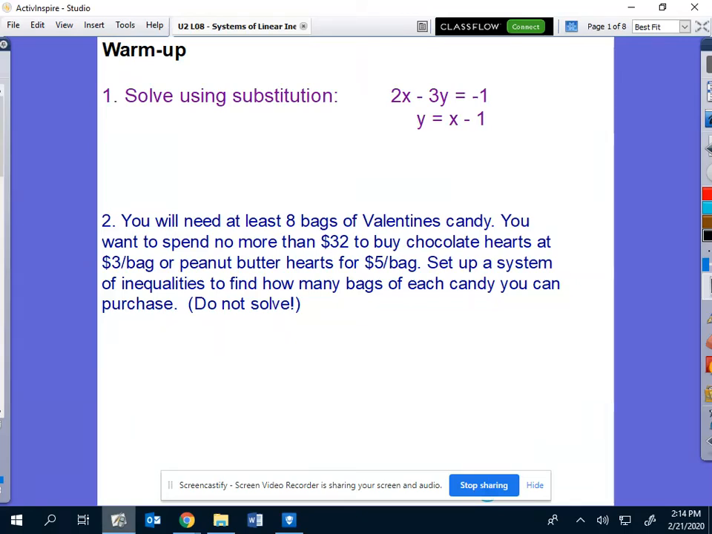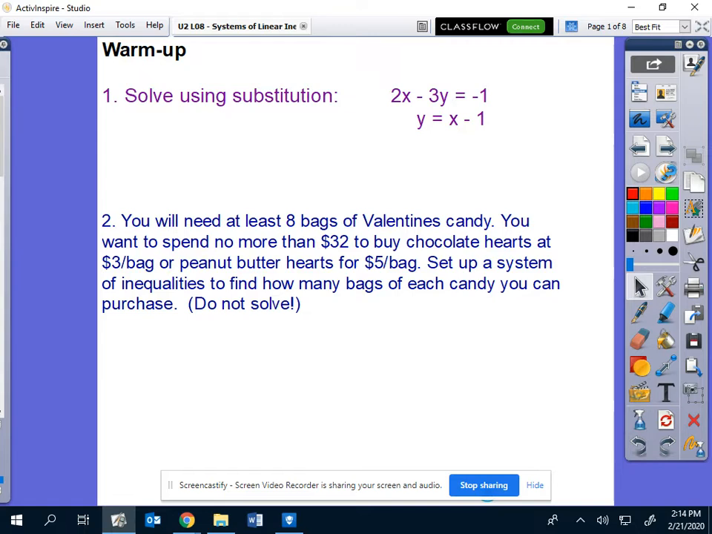All right, for your warm-up today, let's jump right in. I want you to do a substitution problem. So start out using substitution there. And then when you've done that one, go ahead and create the system for number 2. You're not going to necessarily solve it, but I want you to create that system. Really think about the fact that you're going to be using some inequalities here. This is a really good practice problem for what we're doing today. So give that a shot.